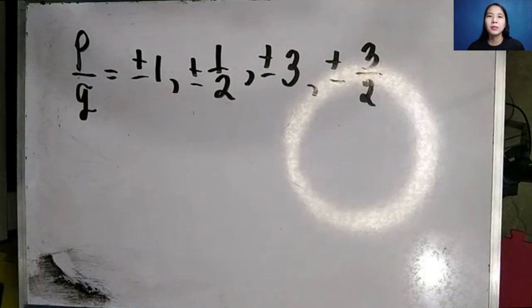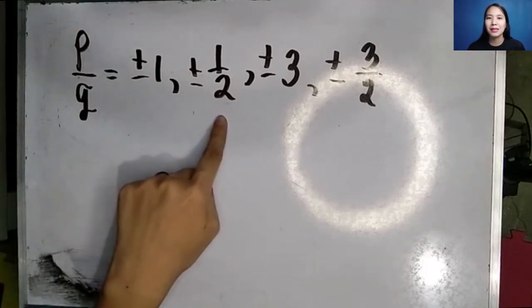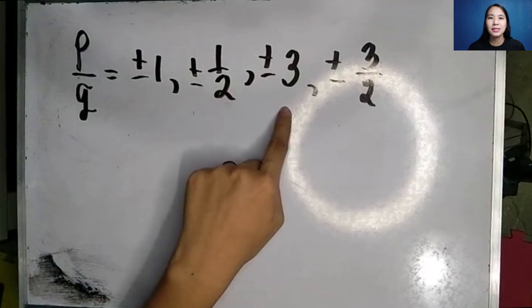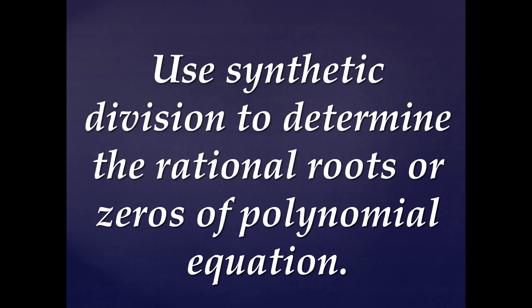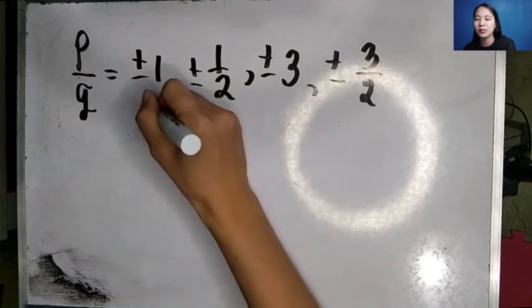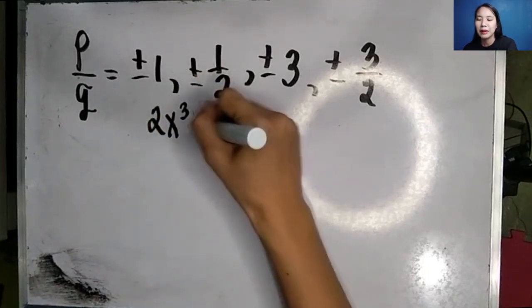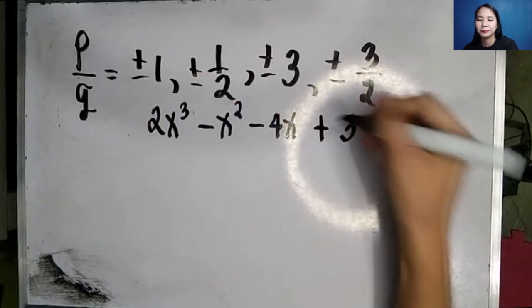Given again all the possible rational roots of our polynomial equation, which are ±1, ±1/2, ±3, and ±3 over 2, the last step is we use synthetic division to find the rational roots of our given polynomial equation. So again, our polynomial equation is 2x cubed minus x squared minus 4x plus 3.